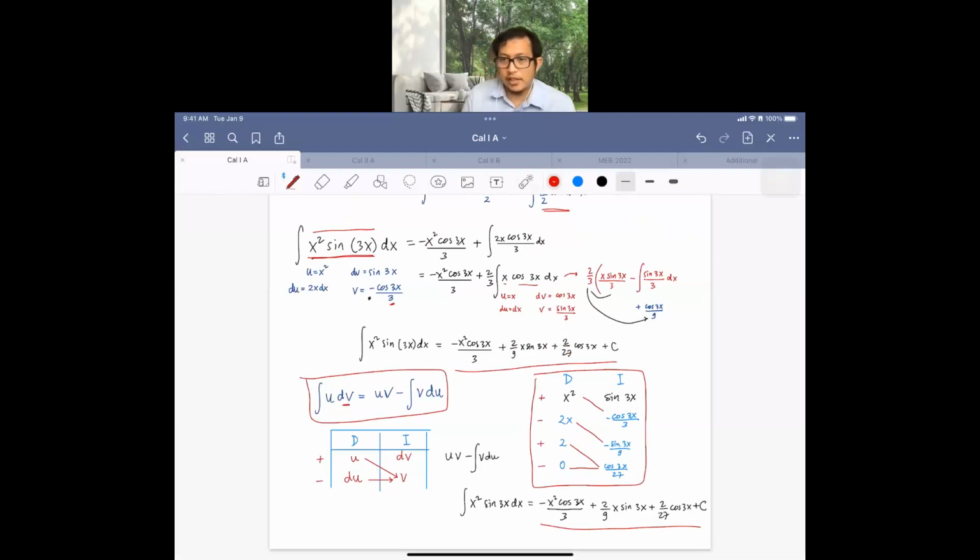Okay. Do you think this DI table method is helpful? It's not in your textbook, so I hope this is helpful for you. And I learned this method in high school, thinking of university entrance.